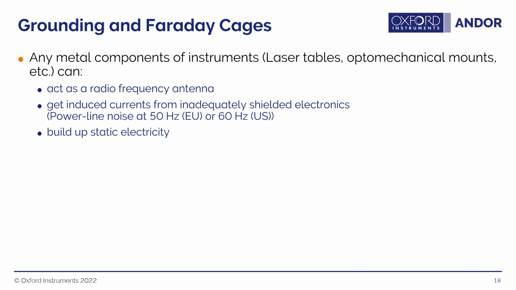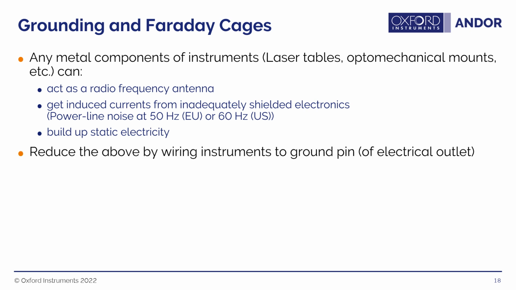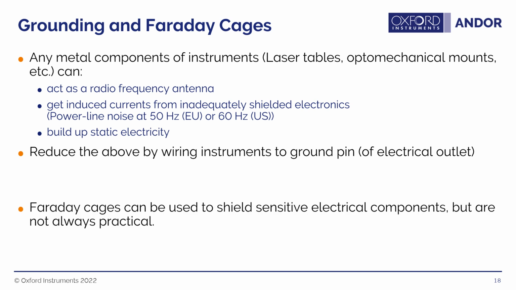Or any of these can build up static electricity. So overall, one way that people try to reduce some of these noises in the metal components in their lab is to wire all of their instruments to a ground pin of an electrical outlet, as I think I've shown in previous slides. Another thing you can try is to build Faraday cages around your sensitive equipment so that you can shield the electrical components, but this is not always practical to do.